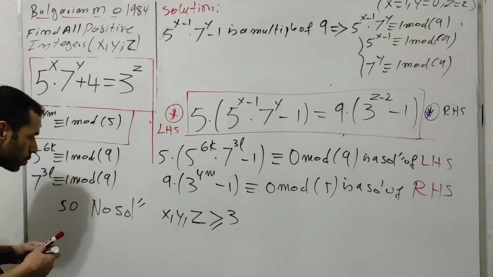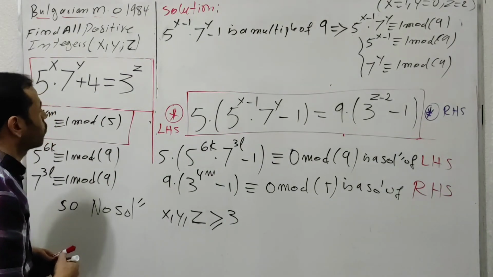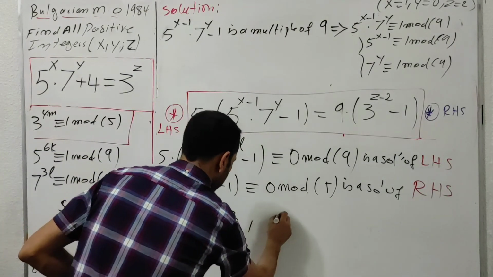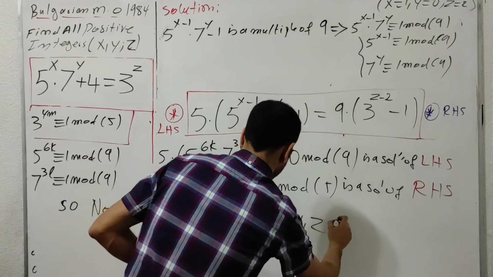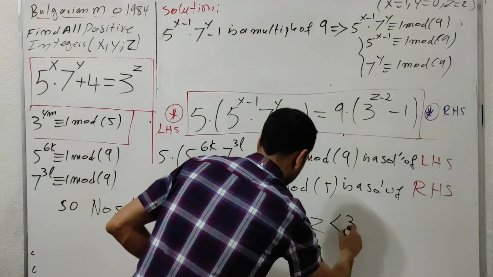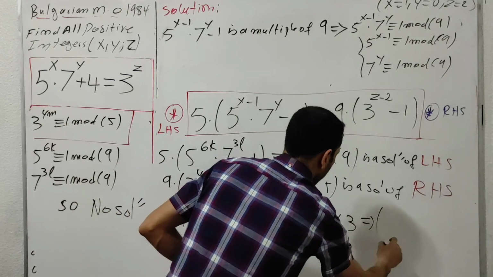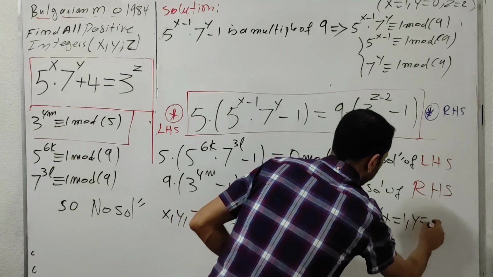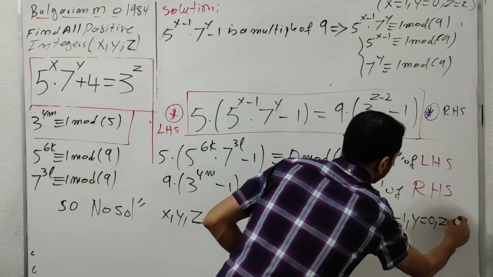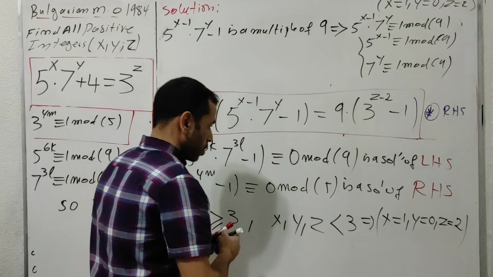Okay, so the only solutions that I found will have x, y, z strictly less than 3. We found only one solution: x equal to 1, y equal to 0 and z equal to 2. Okay, I am done with this problem.